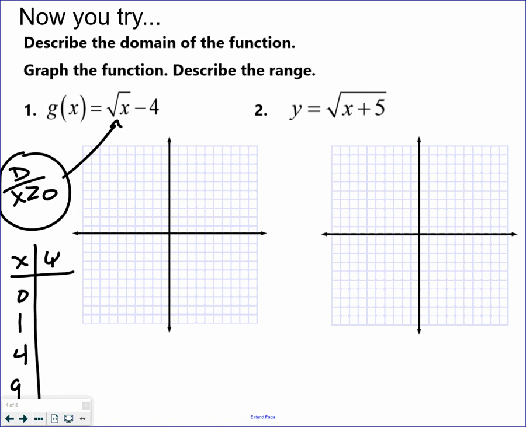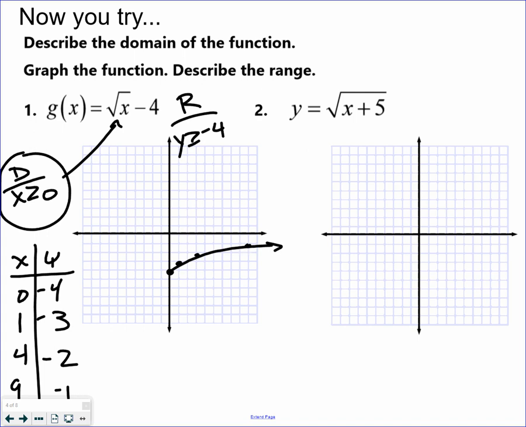So again, I'm trying to come up with ones that come out nice and pretty. Plug in square root of 0, minus 4. Square root of 1, minus 4. Square root of 4, minus 4. And the square root of 9, minus 4. Plot those. 0, negative 4. 1, negative 3. 4, negative 2. 9, negative 1. Again, it's half a sideways parabola. The range is always the y values, so the y values are greater than or equal to negative 4.